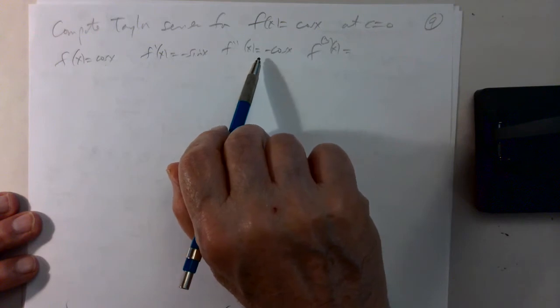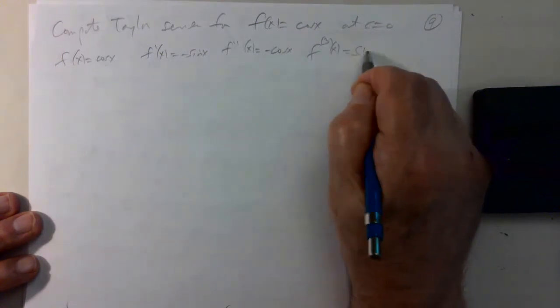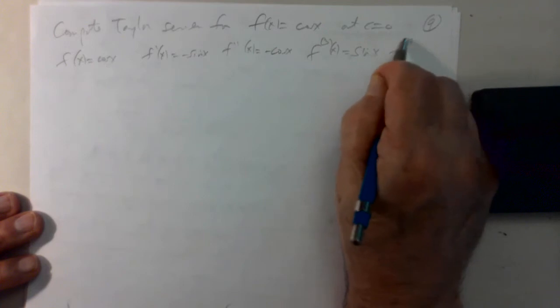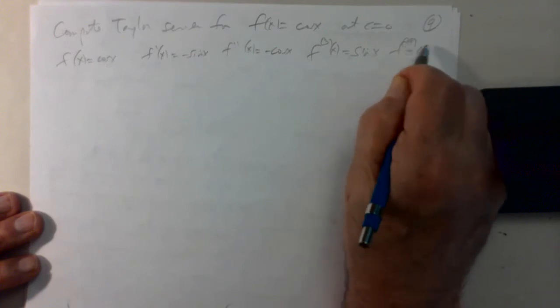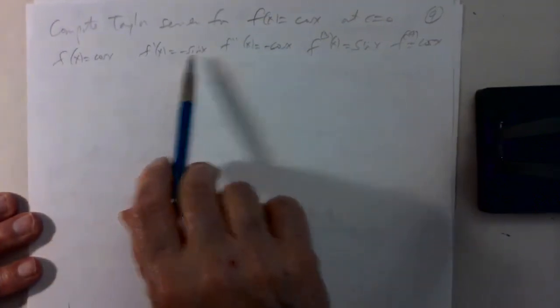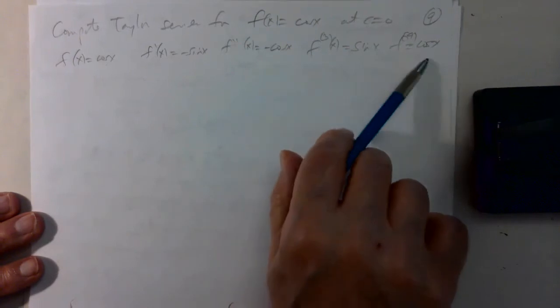The derivative of minus the cosine is plus the sine. And the fourth derivative is the cosine. So it repeats, and it's going to keep repeating forever. Cosine, minus sine, minus cosine, sine.